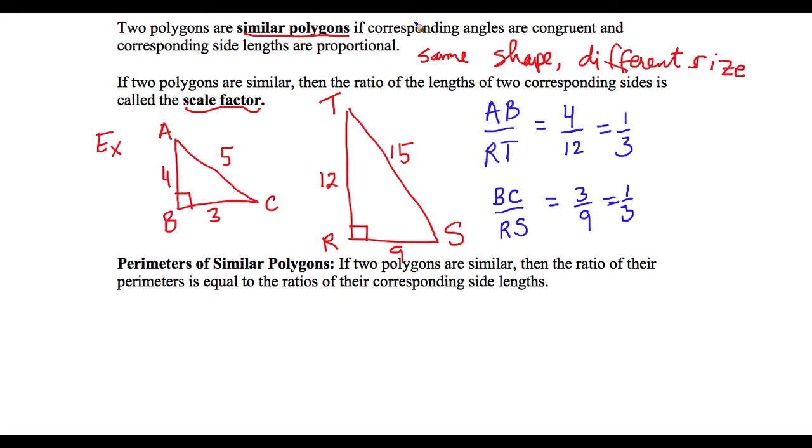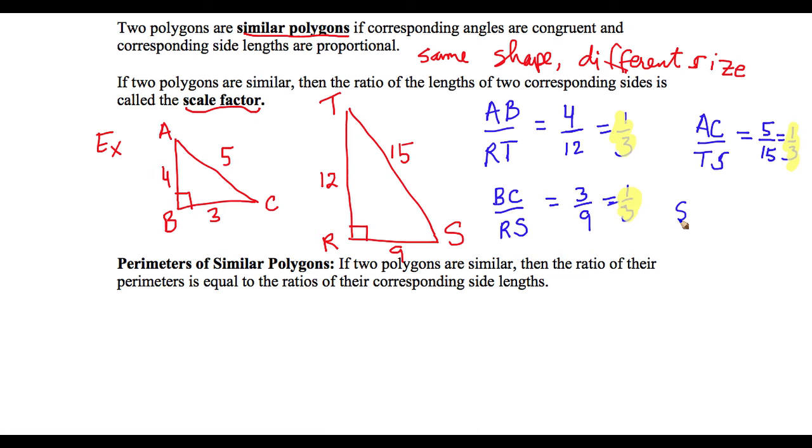And then finally, the third length, AC, the hypotenuse, compared to TS. Not so surprisingly, we also get a ratio of 5 over 15, which reduces down as well to 1/3. Okay, so this number here, 1/3, has some significance. You have 1/3, 1/3, 1/3, and that's because 1/3 is the scale factor.